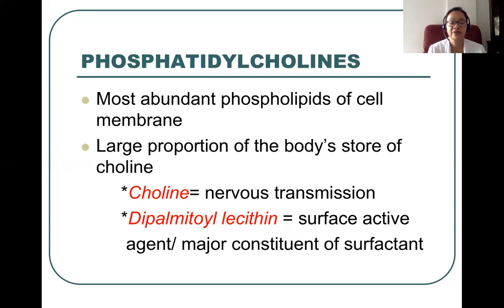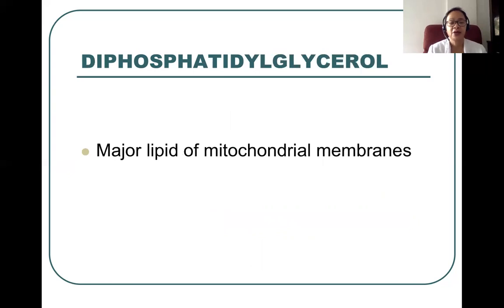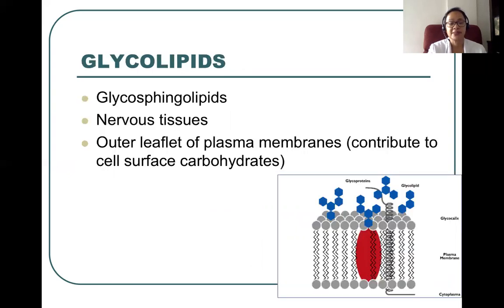Okay, they would serve as surface active agent. Next, you have the phosphatidylinositol. They are precursors of the second messengers. So they would provide internal signals. Okay. And then your diphosphatidylglycerol, they are the major lipids of the mitochondrial membranes.